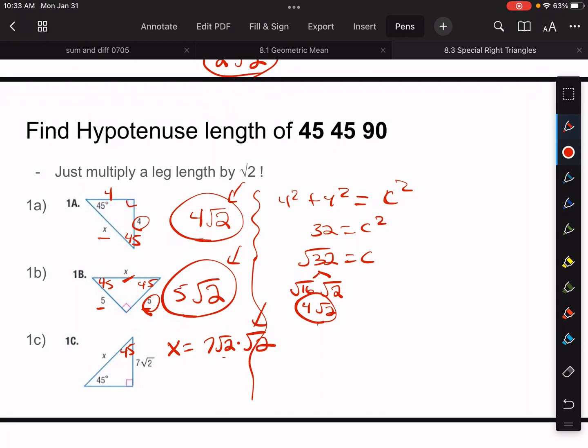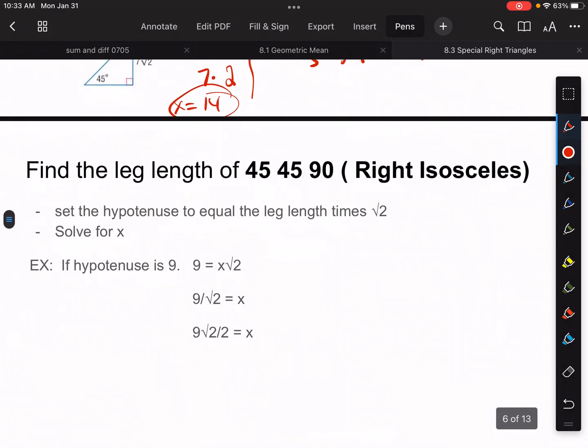But when we do that here, we have root 2 times root 2, which is simply 2, because root 2 times root 2, side note, is equal to root 4. But the square root of 4 we know is already 2. So this is the same thing as 7 times 2. So x then is equal to 14, and I'm done. All right, so that's using the 45, 45, 90 rule.